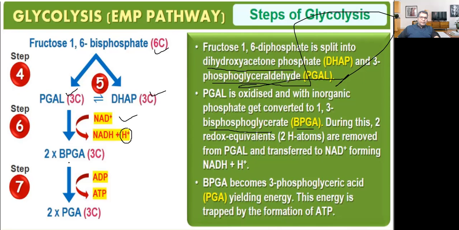Then step number 7, BPGA is converted into PGA. PGA means 3-phosphoglyceric acid. It also contains 3 carbon. Here there is dephosphorylation, and ADP is converted into ATP. From one molecule, 1 ATP will be produced. So there are 2 molecules, so 2 ATP will be produced. So the 2 ATPs utilized in step number 1 and 3 are produced here. So it is balanced.